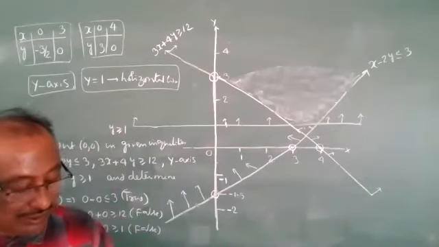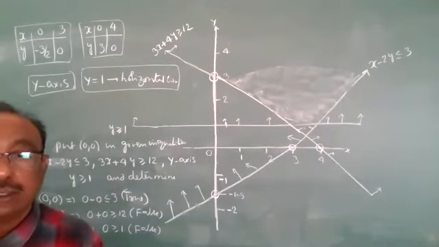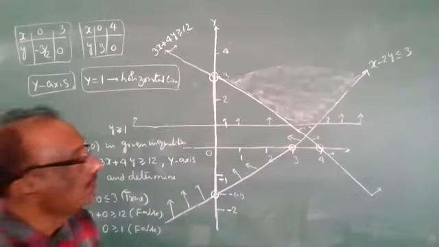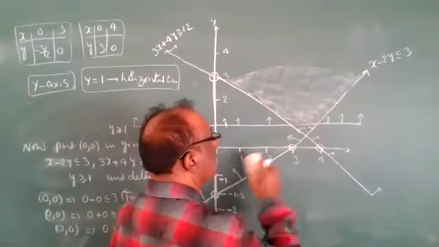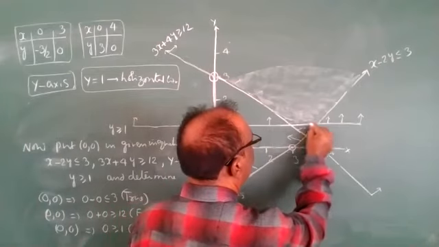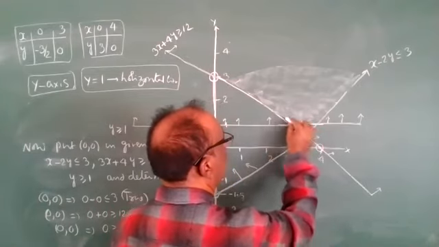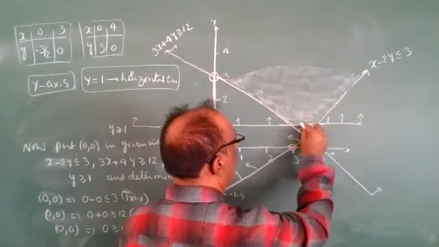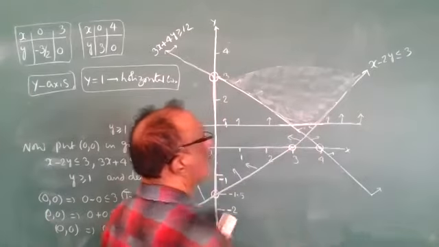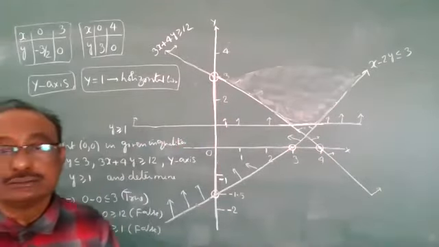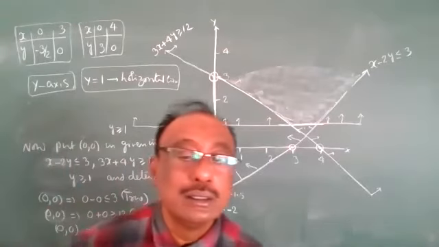6.3, 12th problem. Very good. Correct one. So this line is not common. Up to this border only. This is the common. Okay, na?